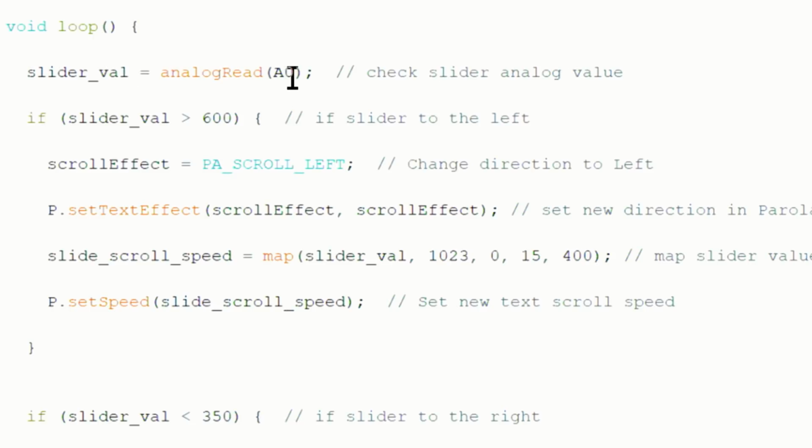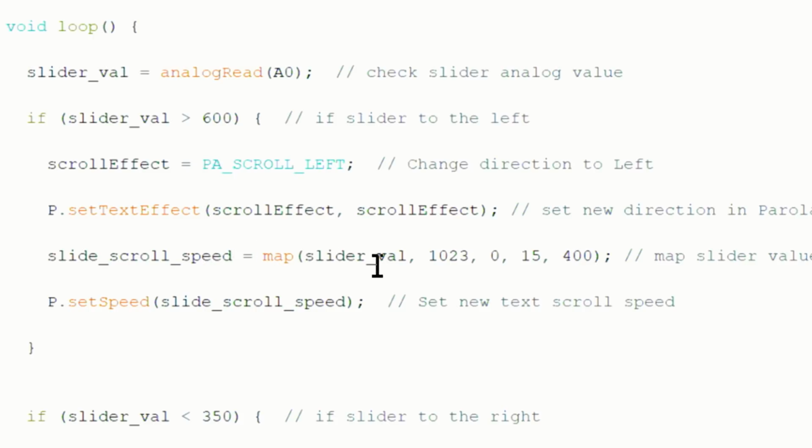So we're reading it at the beginning. And then if the slider value is bigger than 600, in my case, that means the slider is going to the left. Then we say, okay, well, we want to scroll to the left. And then we set that here with this command. And then the slide scroll speed variable will be equal to a mapping of the slider value.